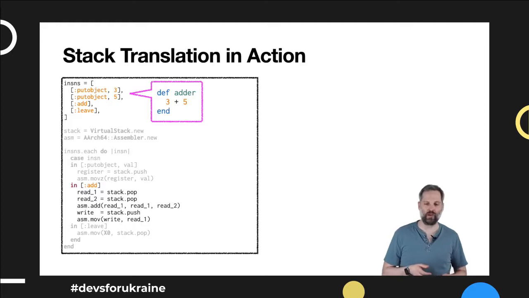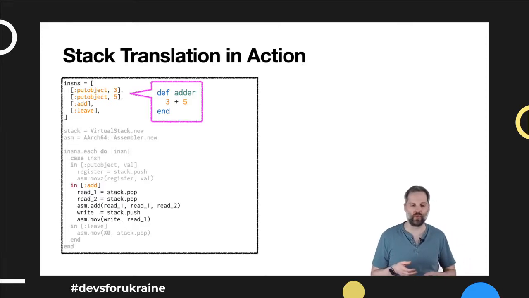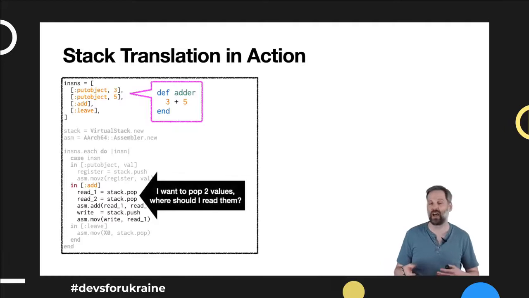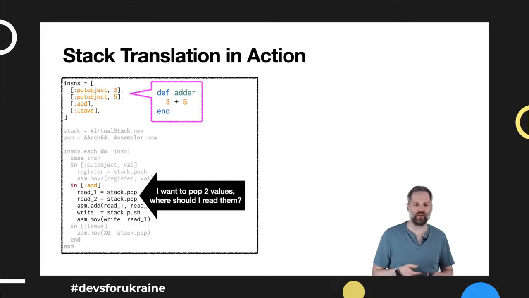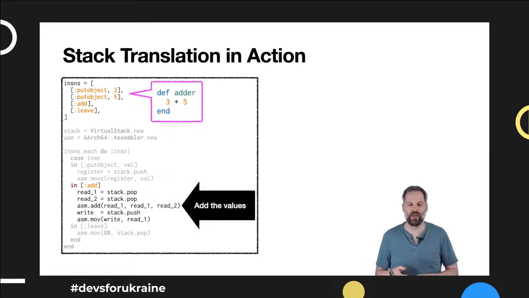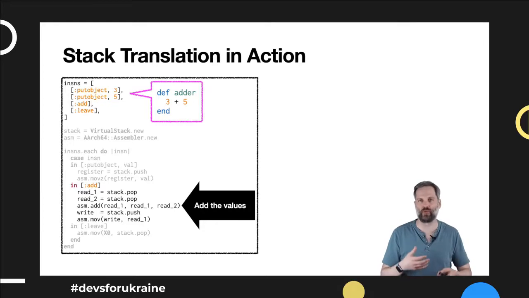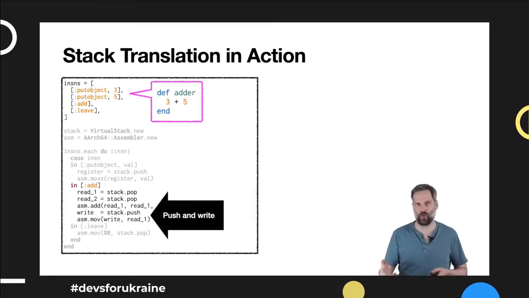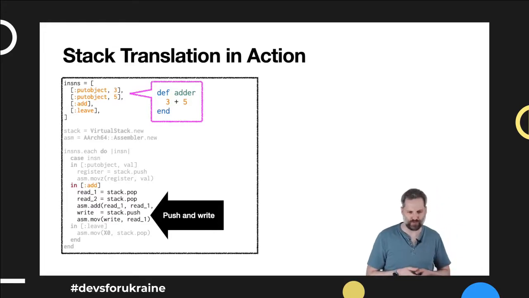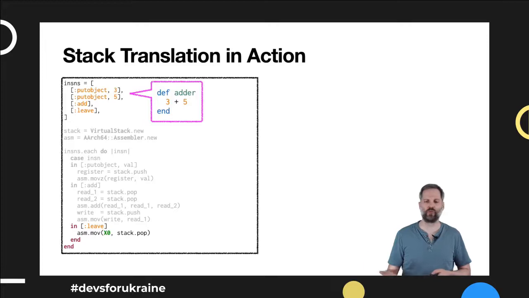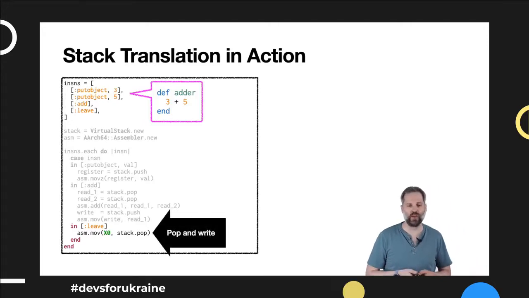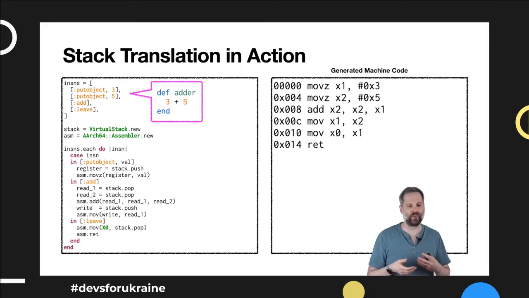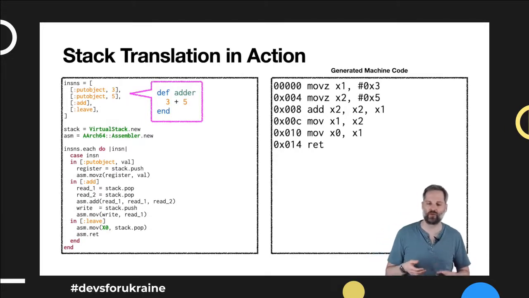Now, in the example of the add instruction here, we say, hey, I need to pop two values off the stack. Where should I read those two values? So we say pop, pop. And then we add those two values together. And then finally, we say, hey, we need to push the result of that onto the stack. Where should I write that? So we call push on the virtual stack, and then we write to the location. Finally, for the leave instruction, we just pop the last value off the stack, put it into the special return register, and then we return.